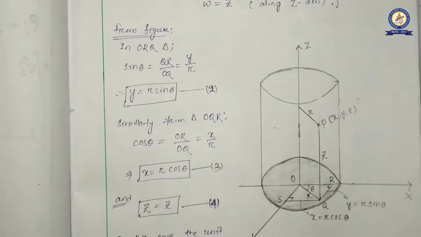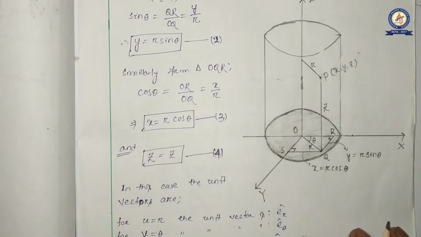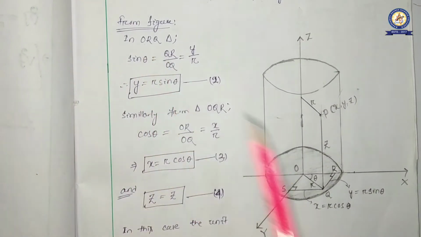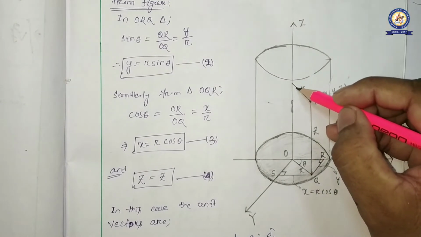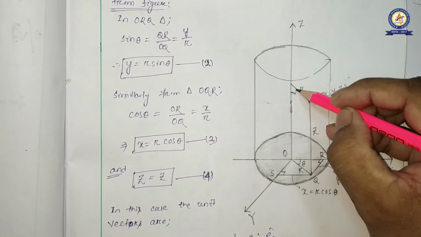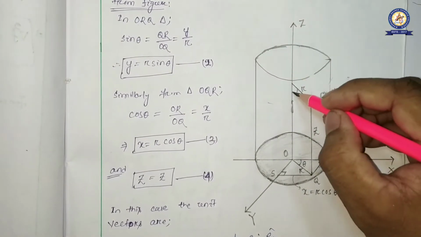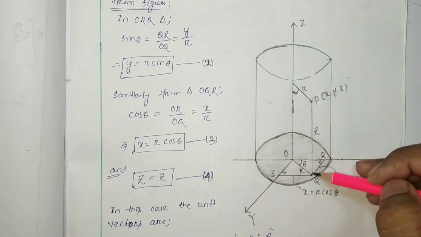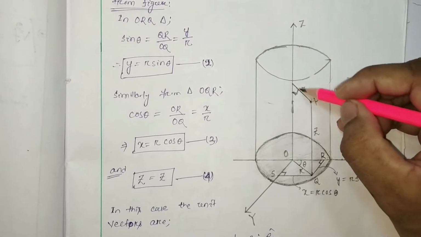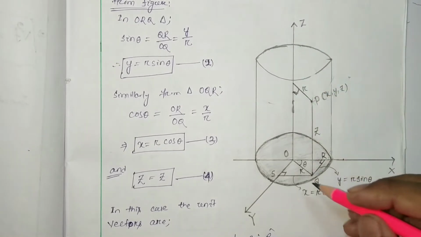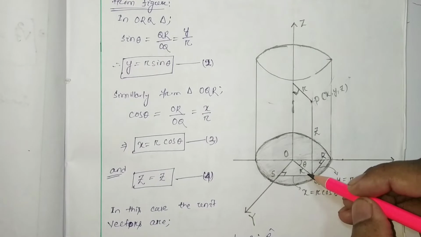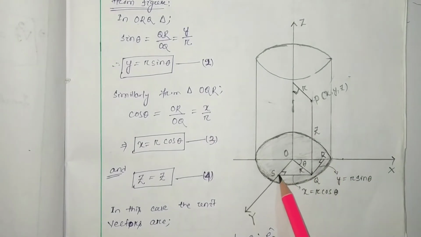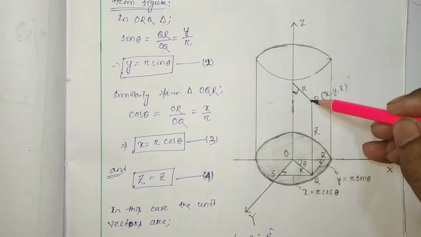From this figure, we first have to find the x, y, z components, right? Now we go for the triangle ORQ. Here you can see this is the normal drawn from this point to the z axis. So this height is nothing but this height, and this length, this r length, is nothing but this one, r itself. So here this will be the y component, this is your x component, and this is your z component of P, right?